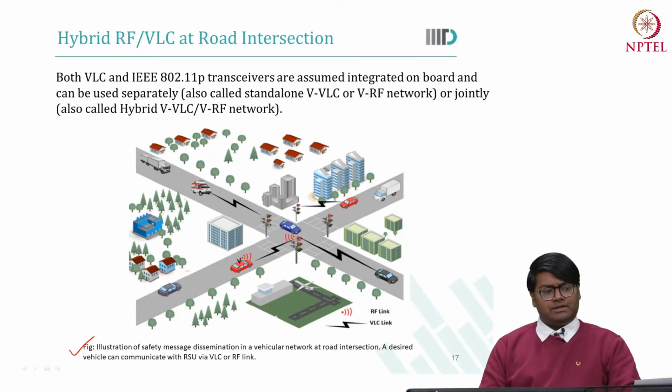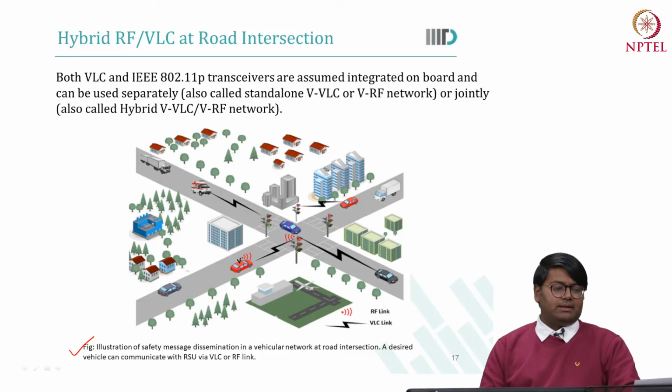Both visible light communication and IEEE 802.11p transceivers are assumed to be integrated on board and can be used separately, what we call a standalone vehicular VLC or vehicular RF network. When we jointly use both VLC as well as your IEEE 802.11p transceivers, then we say it to be a hybrid vehicular VLC vehicular RF network.